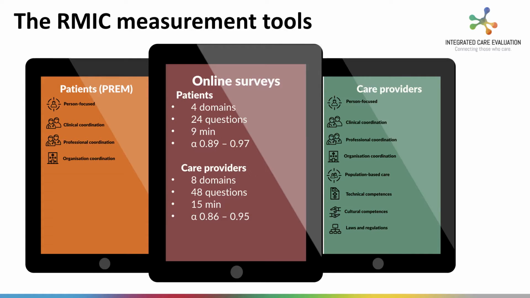So the patient survey contains 4 domains of the rainbow model, as explained, 24 questions. On average, it takes a patient with a severe chronic disease 9 minutes to complete, which is quite okay. And the reliability varies per scale from 0.89 to 0.97, which is very good and above all the international thresholds.